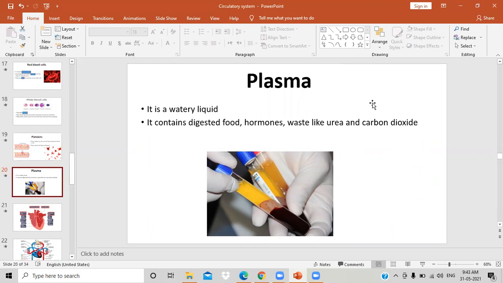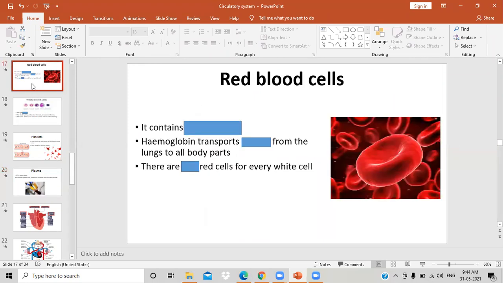So where does the carbon dioxide stay? It stays in the plasma, along with other waste like urea and hormones and digested food. Okay. Now, what are the cells that swim in the plasma? Of course, there is the famous red blood cell, and the red blood cells are responsible for carrying around the oxygen.